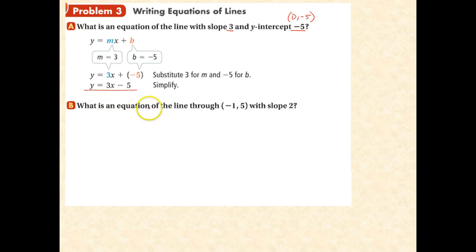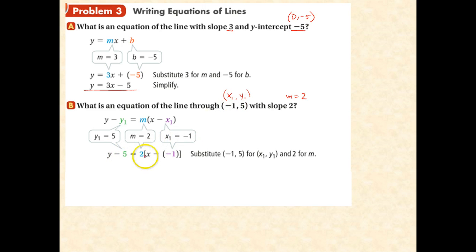Cool. What is an equation of the line that goes through the point (-1, 5) with a slope of 2? Well, this is my x1, y1, and my m equals 2. I have a point and a slope, so I'm going to use point-slope form. And I'm just going to substitute in my values. My y1 is 5, my m is 2, my x1 is negative 1, so I get y minus 5 equals 2 times x minus negative 1. Minus a negative 1 is plus 1, so I get y minus 5 equals 2 times x plus 1.